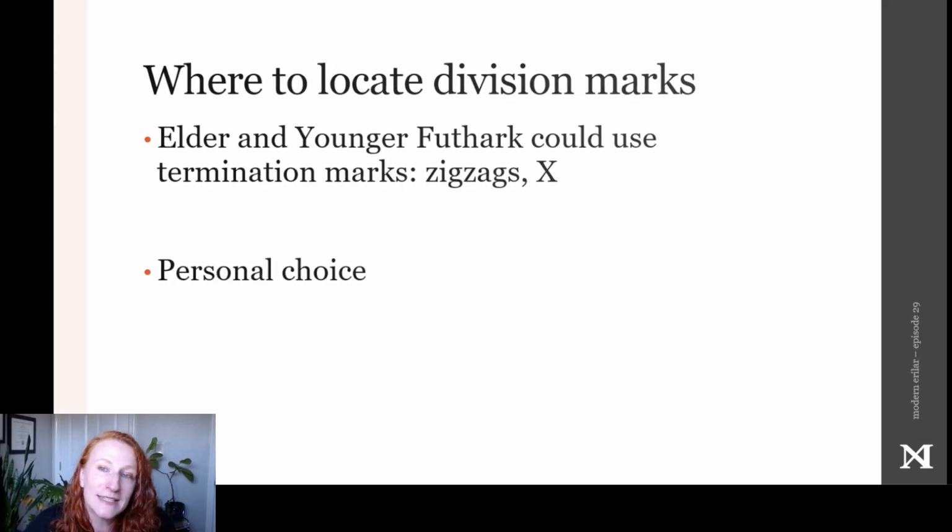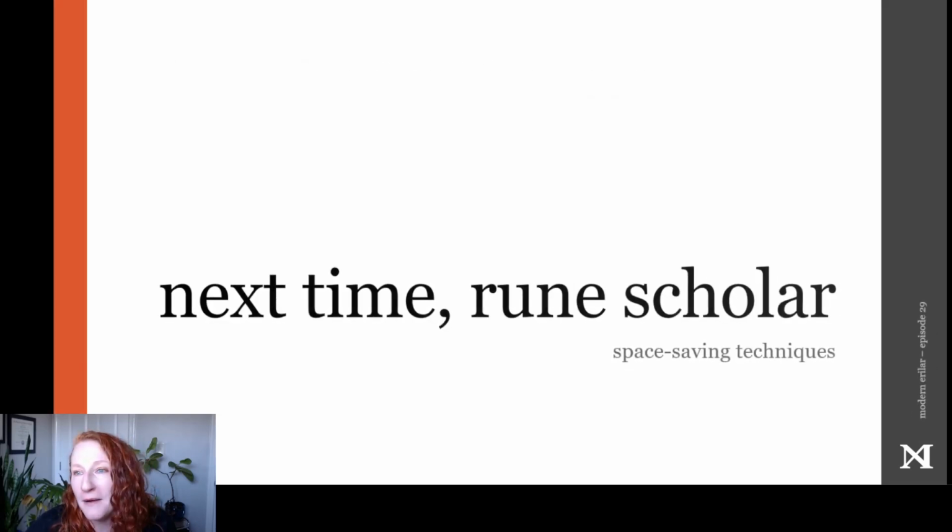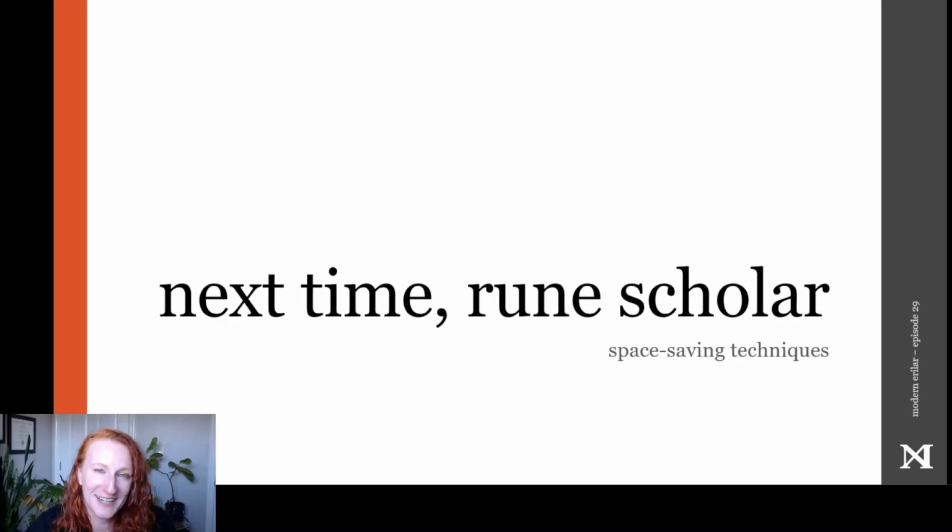Next time, let's discuss how to make runic writing more efficient through space-saving techniques.